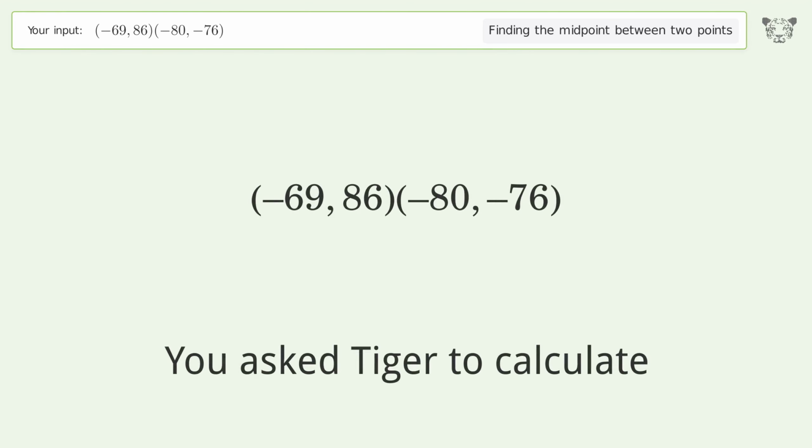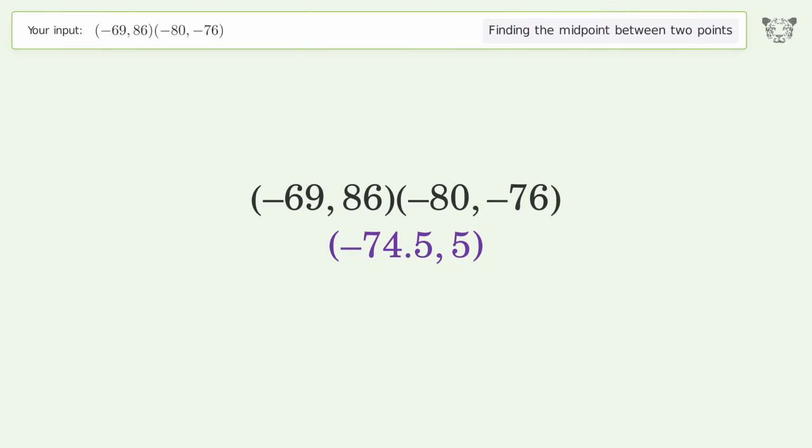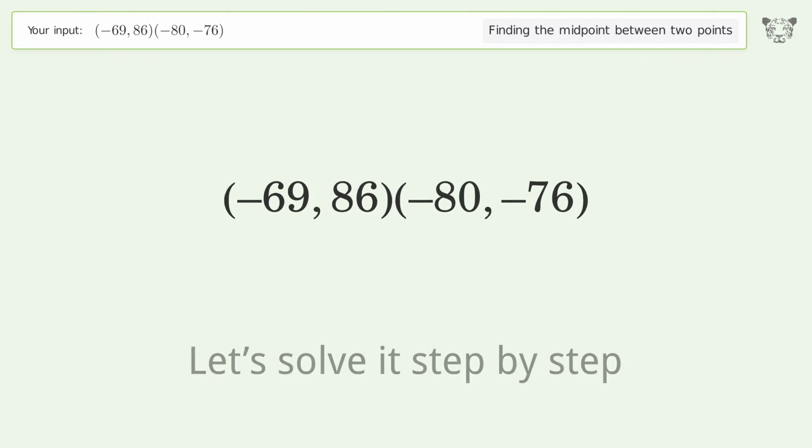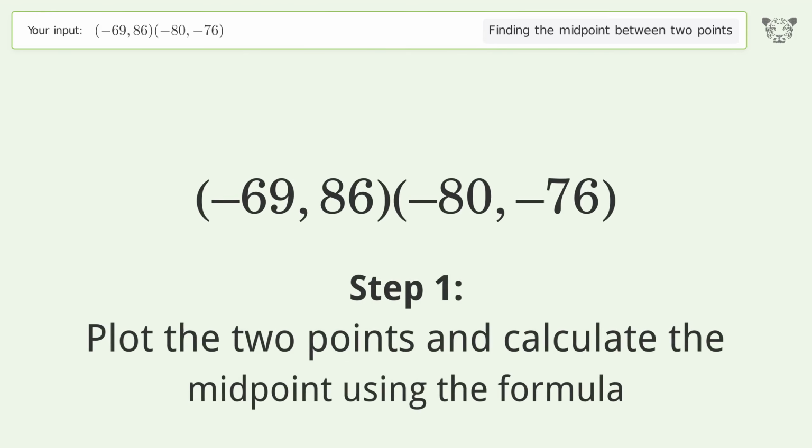You ask Tiger to calculate. This deals with finding the midpoint between 2 points. The midpoint between the 2 points is negative 74.55. Let's solve it step by step. Plot the 2 points and calculate the midpoint using the formula.